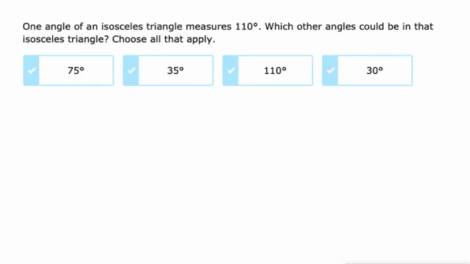All right, one more, similar. We have an angle of an isosceles triangle that measures 110. What could the other measures of the angles of the isosceles triangle be? Well, could we have another 110? No, because you can't have two obtuse angles in a triangle. So in this case, we just have the 110 and the two base angles.